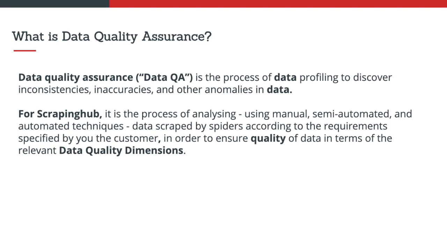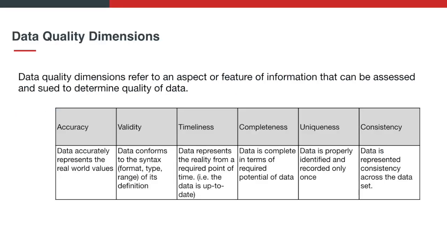At Scraping Hub, data quality assurance is the process of analyzing data extracted from the web by spiders according to certain data quality principles in order to ensure quality of data in terms of the relevant data quality dimensions. Data quality dimensions refer to an aspect or feature of information that can be assessed and used to determine the quality of the data. They are usually divided into 6 dimensions.